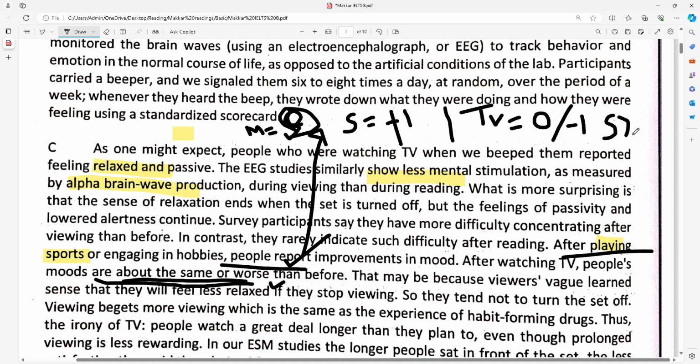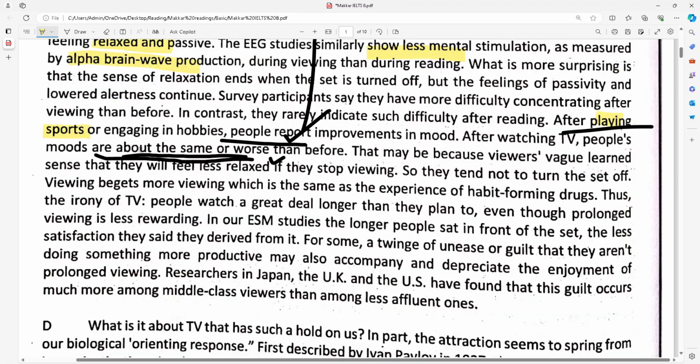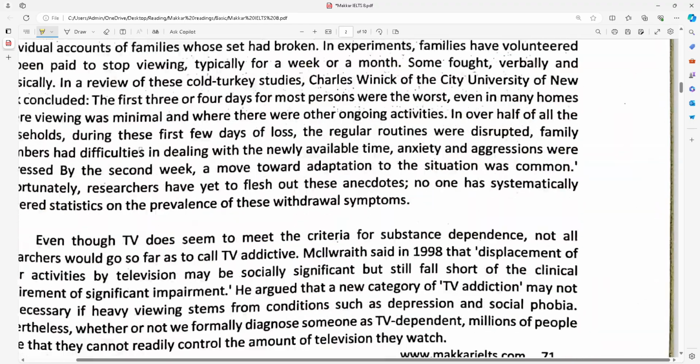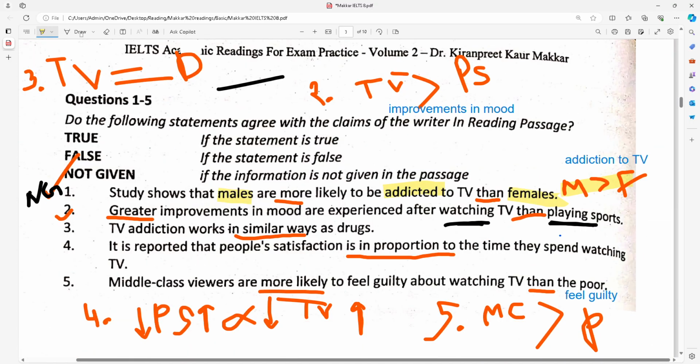So the paragraph says after sports people get more satisfaction than after watching TV. That means this is opposite information to what we were given in the question. This is false, right away false. Here they are saying that after watching TV there are greater improvements, but this is false. After playing sports there are improvements, but after watching TV there is no improvement. So this statement is false and it has been contradicted.